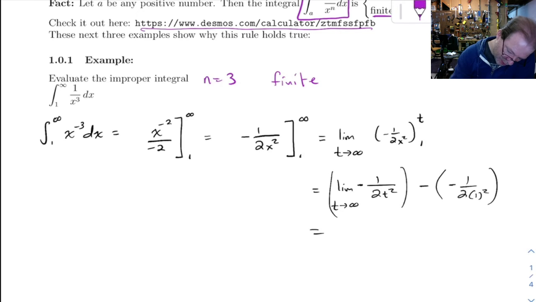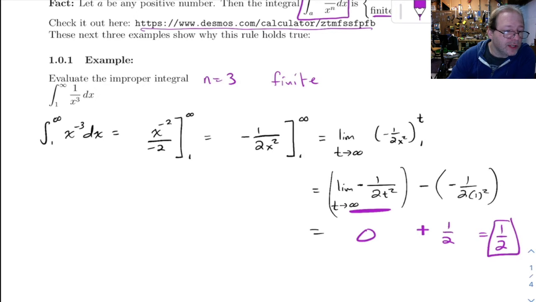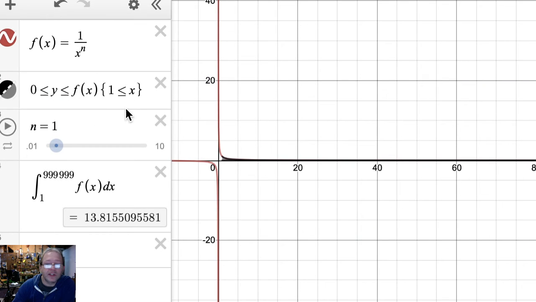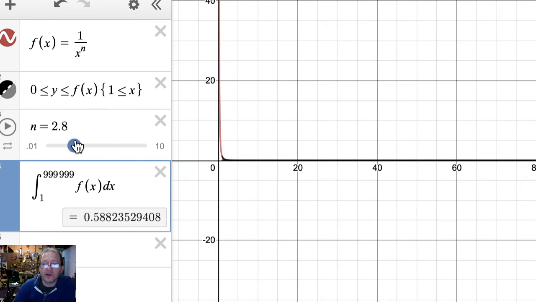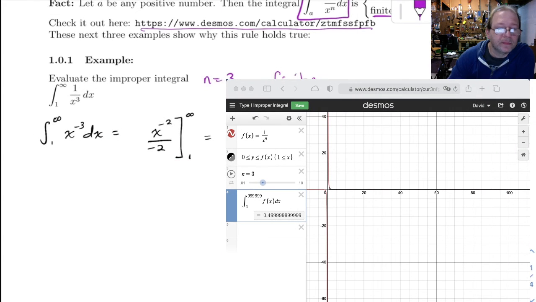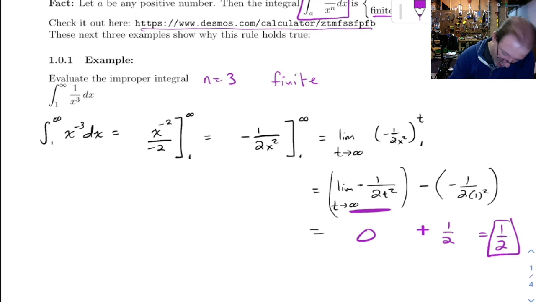And notice what happens here. When t goes to infinity, you get -1 over infinity, which is 0. And then this one gives you plus 1/2. So the answer here is 1/2. And we saw that a minute ago on Desmos, because when we looked at what happens when n is exactly 3, it was converging to 1/2. And that's the long formal way of doing it, which is good.